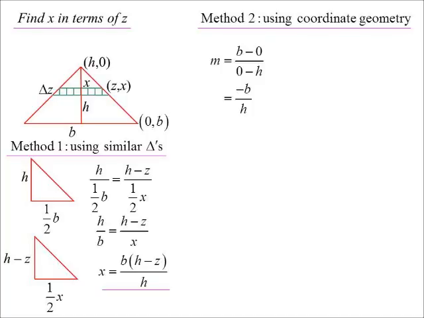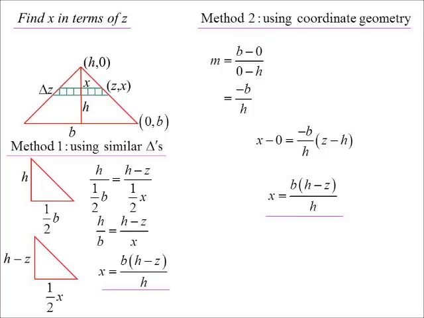So I have a slope. We put it into our point slope formula. Instead of y minus y1 is equal to the slope outside of x minus x1, now we're going to have x minus x1 is equal to the slope outside of z minus z1. So x minus 0 is equal to our slope, minus b on h, times z minus h. Playing around with that, we get the same formula: b outside of h minus z over h.